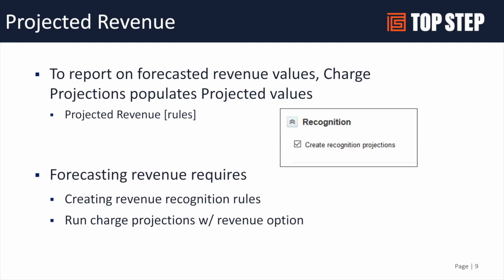The projection table by default is generally focused on creating charge projections, which indicates billing projections. There is a checkbox in the settings that allows you to create recognition projections. This uses the revenue recognition rules on each project. Once you run that nightly projection, it will generate not only your charge-based billing projections, but also your revenue projections. Then you'll have those values to add to your reports for both of those.